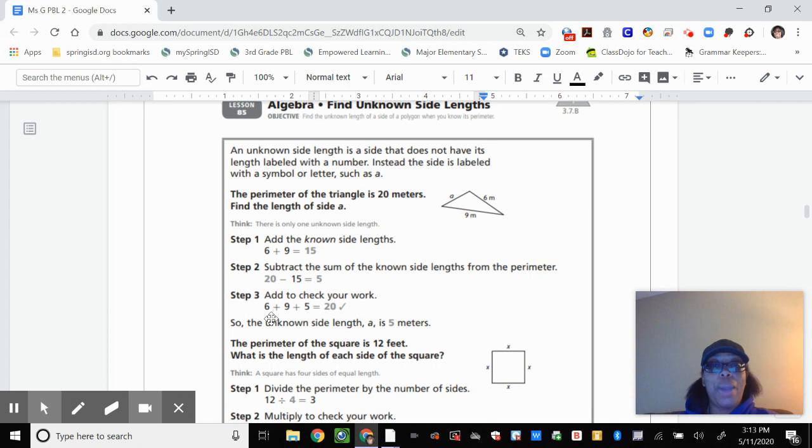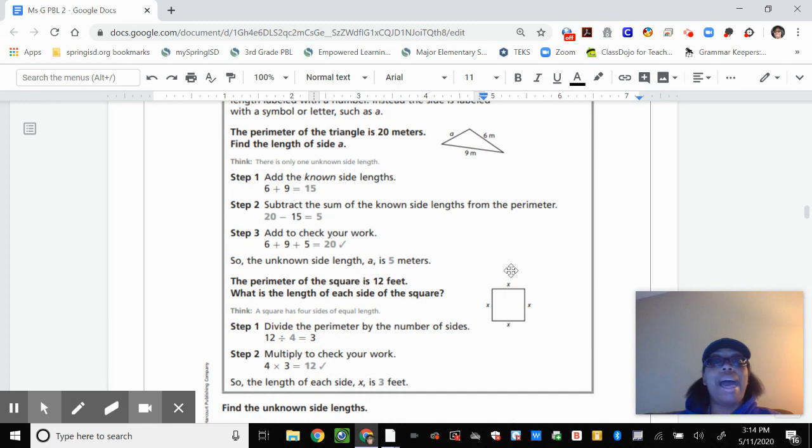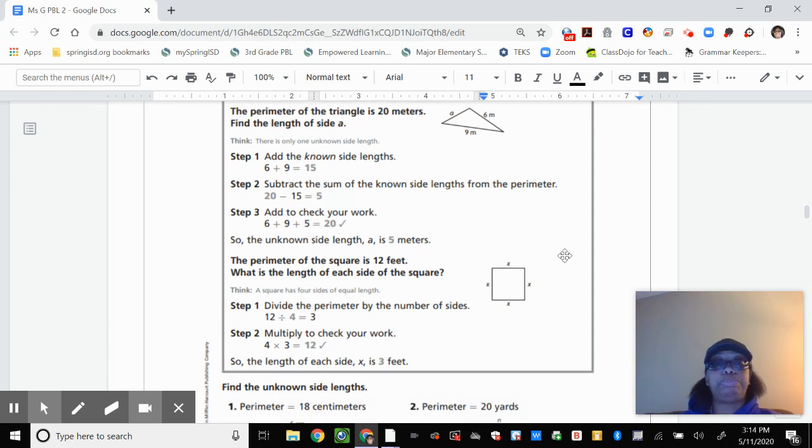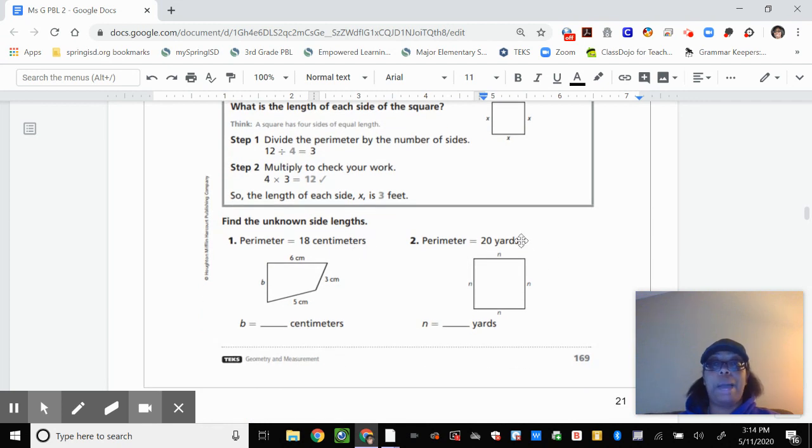The first page, you have your anchor. So you're finding the unknown side length. Okay. You need to follow the steps 1, 2, and 3. If you have some of your sides known, then you know that you need to add the sides that you have and then subtract it from the perimeter to get your missing side. If you have none of the sides at all, then you're going to use division to find it. Okay, so you divide the number of sides by the perimeter. So you have 2 problems on that one.